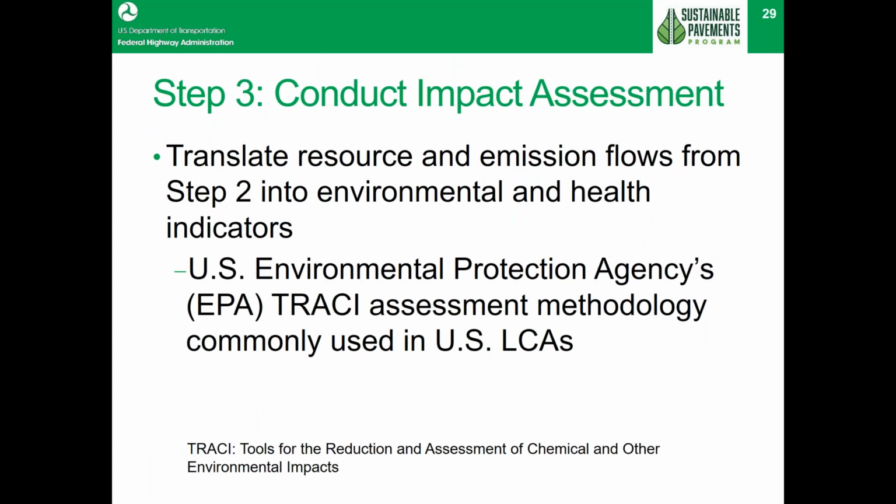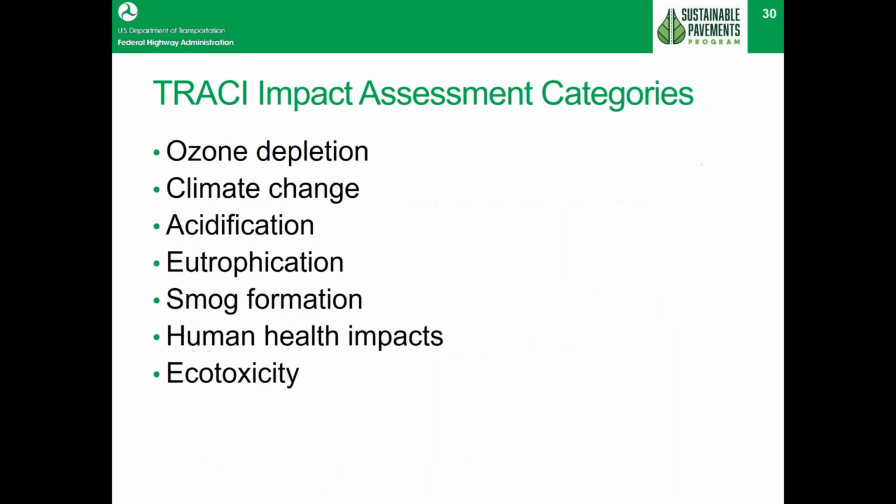So step 3 of the LCA is to translate resource and emission flows from step 2 into environmental and health indicators. The resource and input and output flows, which can range from narrowly focusing on energy and greenhouse gas emissions to a broader set of impact categories, are translated into selected impact category results. The most commonly used impact categories in the US are based on TRACI, or the Tool for Reduction and Assessment of Chemical and Other Environmental Impacts. This is a tool developed by the US Environmental Protection Agency. And on the next slide, we'll talk about the impact assessment categories.